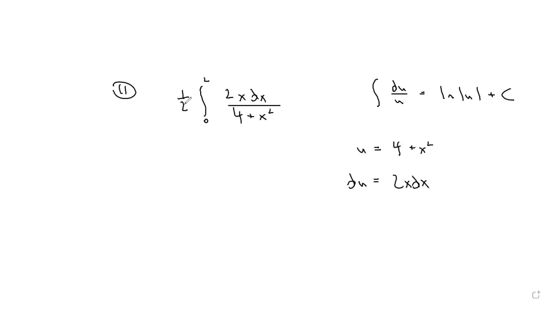Okay, so I guess we can directly apply the formula now. For now, I'm going to write it without the upper and lower bounds, and then I'll include those in a second. So 1 over 2 ln of the absolute value of u, which is the absolute value of 4 plus x squared.